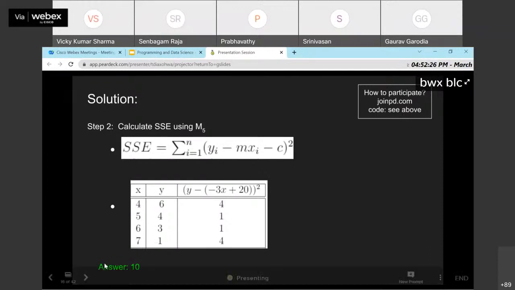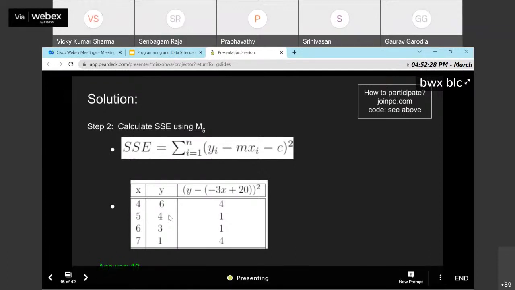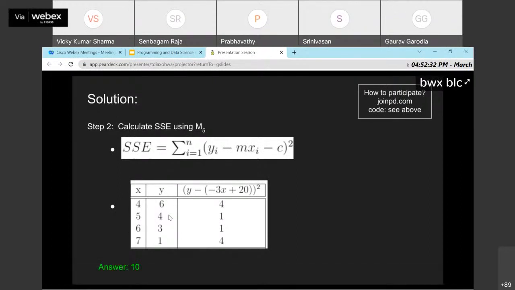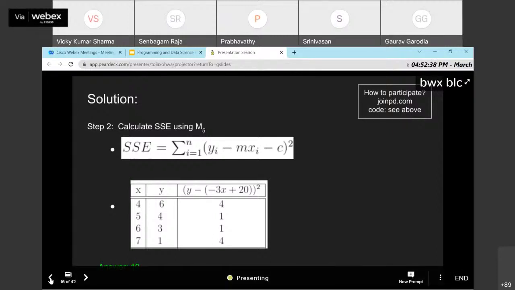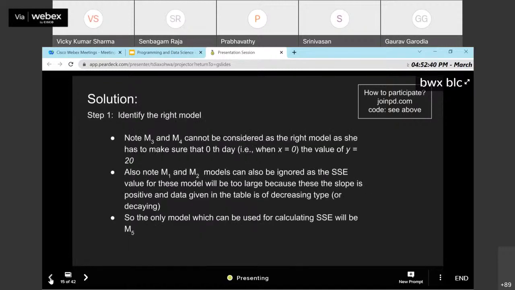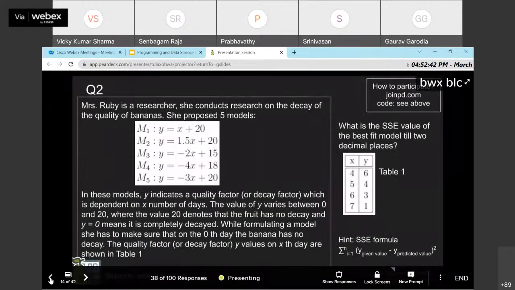Okay. But sir, I have a question here. Model number 3 is having SSE 2. So how did you say that other models will give a high SSE value, but we cannot use that model? You cannot use that model because you have to make sure this condition.